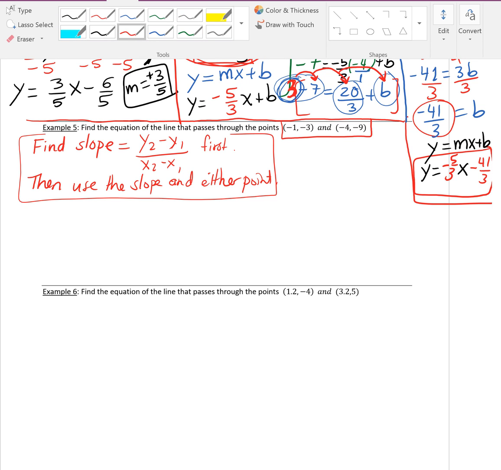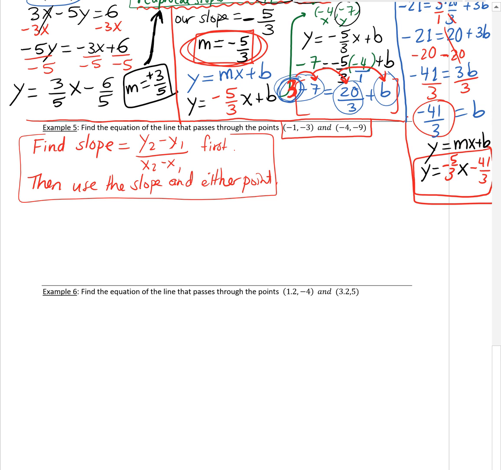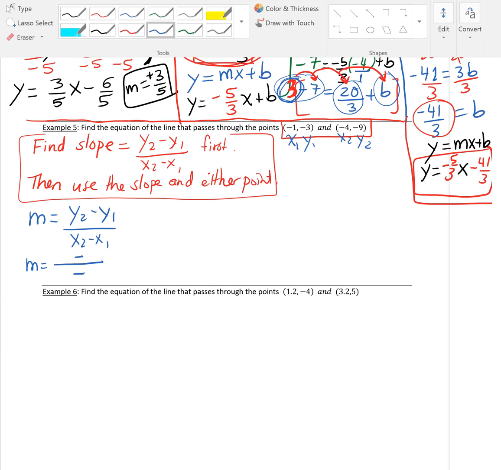Let's see. So probably what I want to do first is, like we said, find the slope. m equals our trusty formula, y2 minus y1 over x2 minus x1. But those 2 points, I think what I'd like to do, like we did before, is label them: x1, y1, x2, y2. So I remember where each one goes. I'm going to rewrite this guy here. We got, okay, that's y2 minus y1 over x2 minus x1.